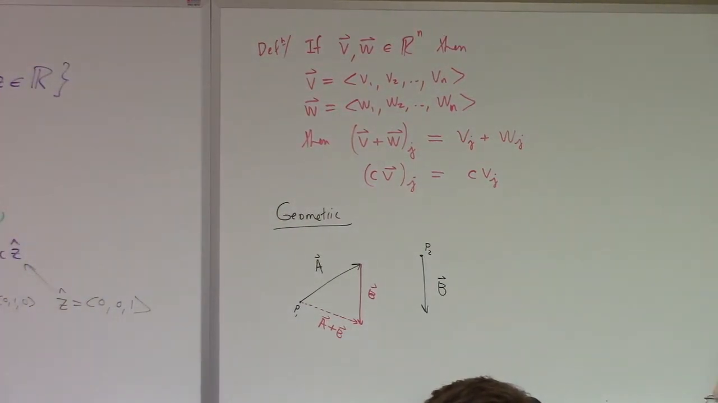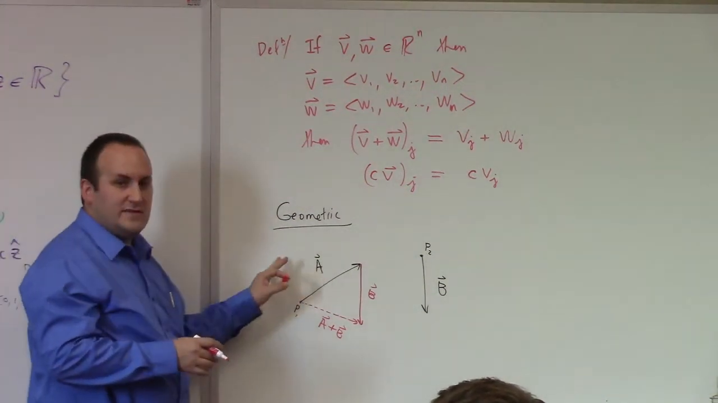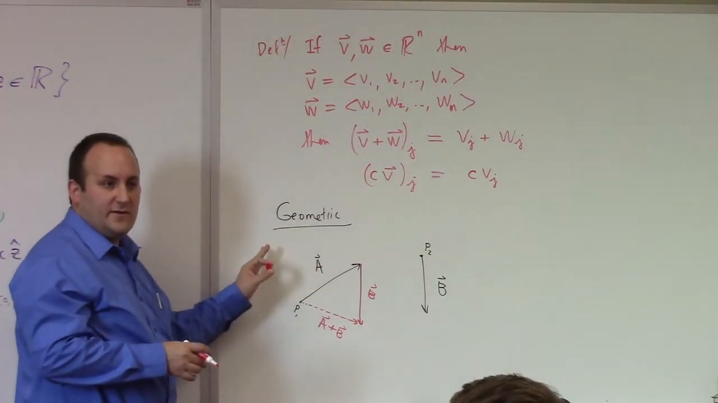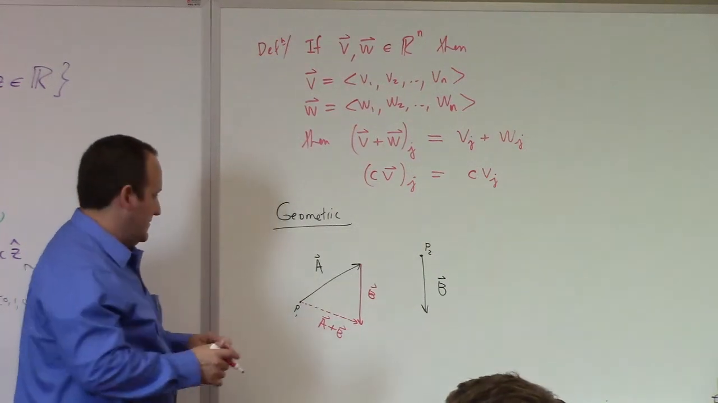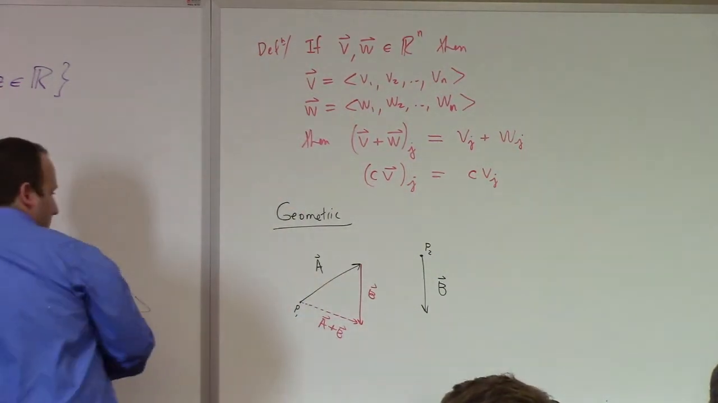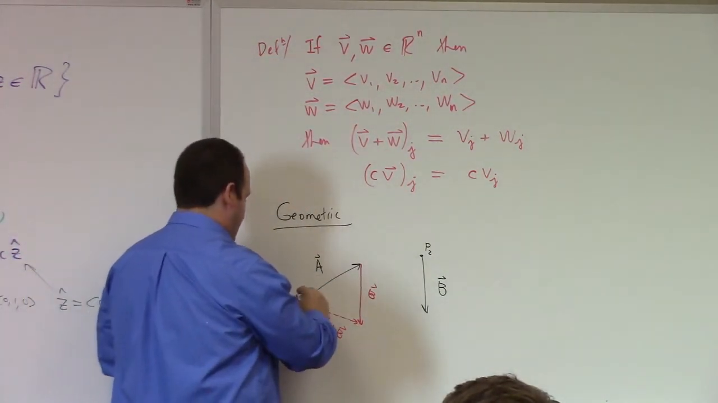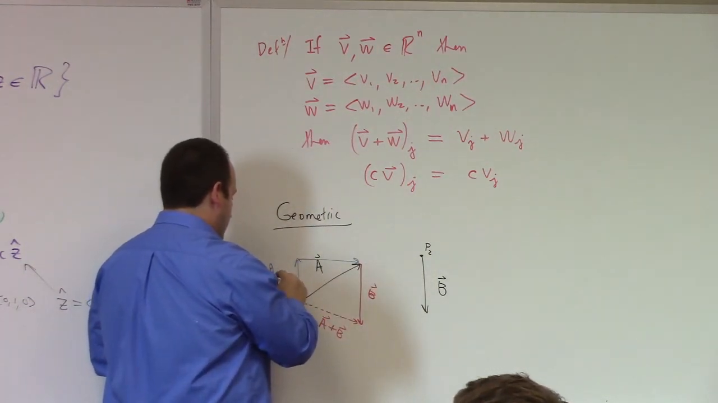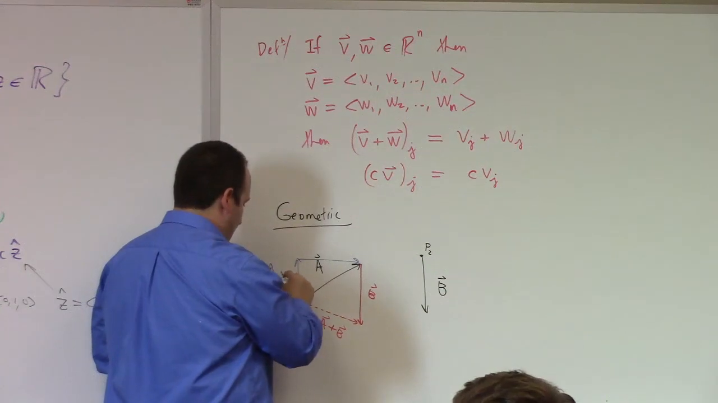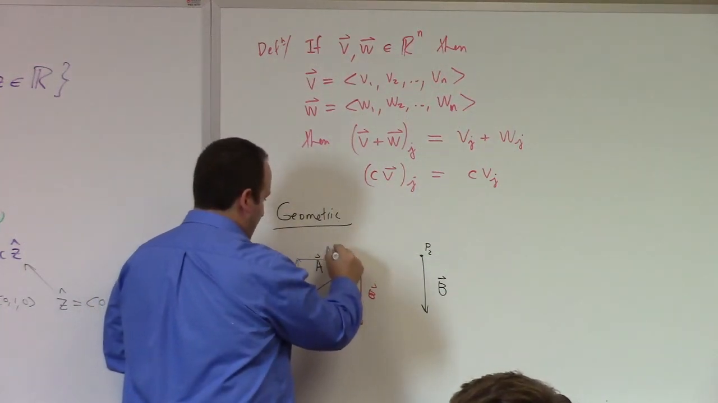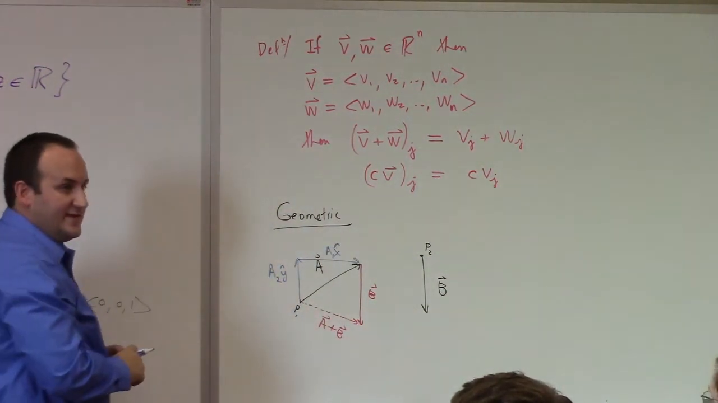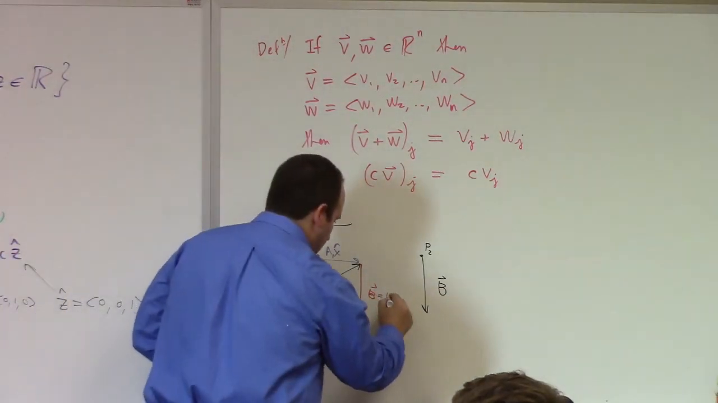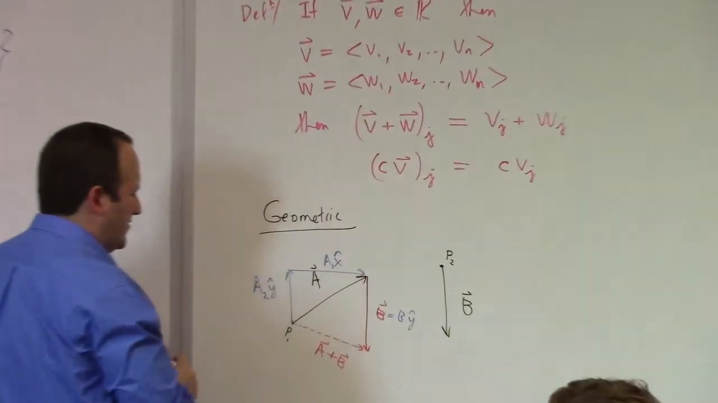You're like, well, how is that? Well, if you take these vectors and break them into their Cartesian components, then you're just adding them, right? Look at this instead as, here's my A, this is A2 y hat, here's A1 x hat. B is actually equal to B1 x hat plus B2 y hat.